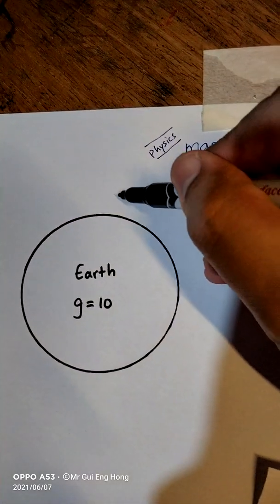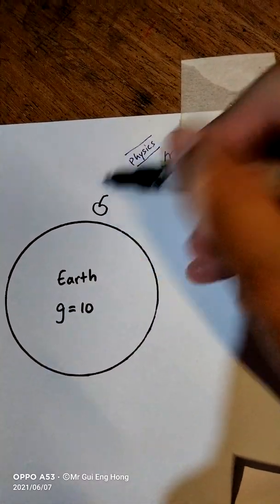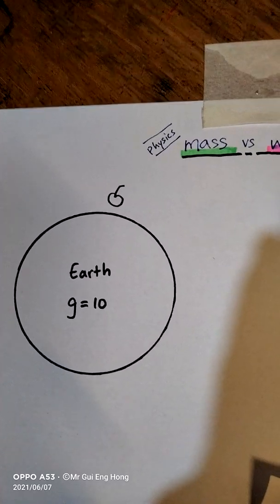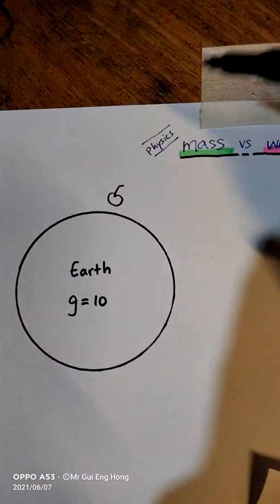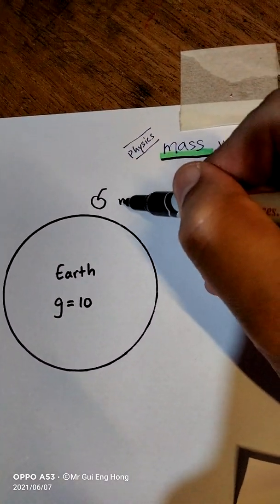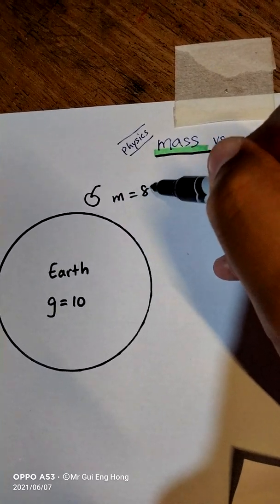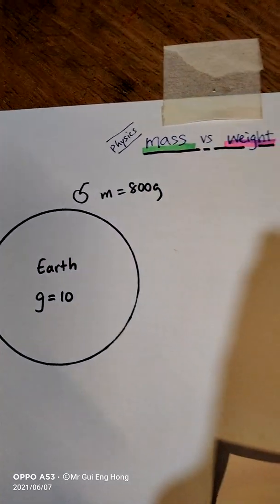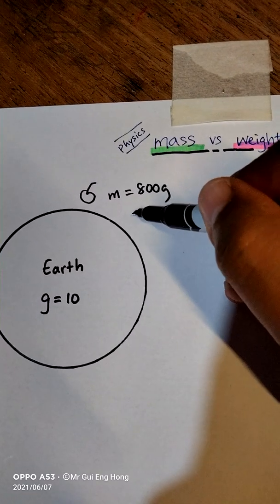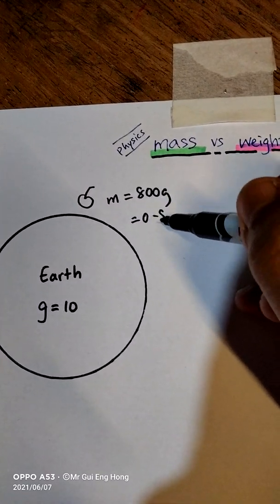Suppose we have an apple near the surface of the earth and the apple is 800 grams, which is actually 0.8 kilogram.